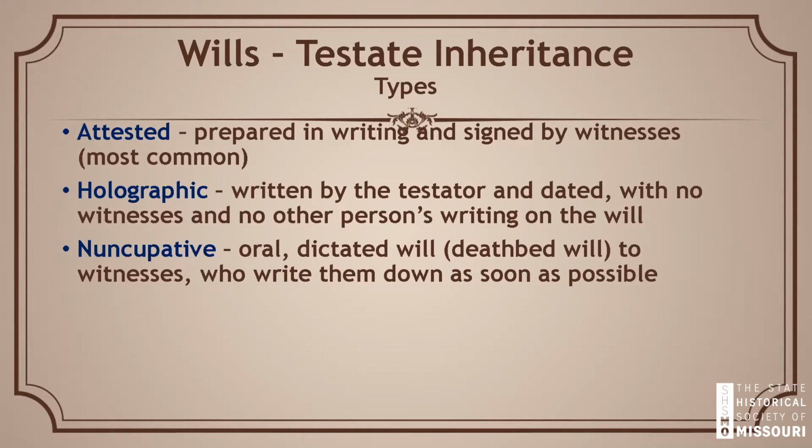Nuncupative wills are oral dictated wills, usually from the deathbed to witnesses. One of the witnesses typically wrote it down, and then if the person was not too ill, they would sign the will sometimes, and then all the witnesses signed the will. I've seen these on a number of occasions. Typically when someone was taken ill, or in the Civil War, if they were severely wounded, there might be a nuncupative will.